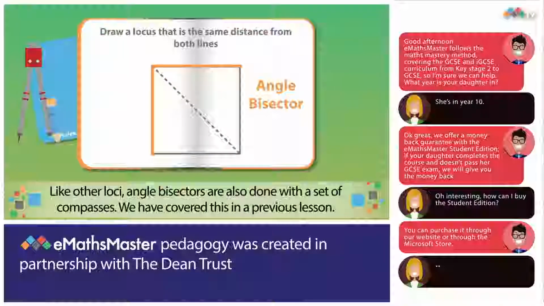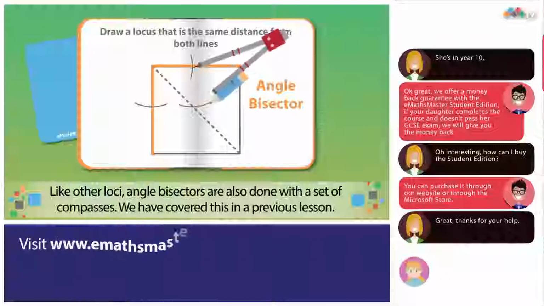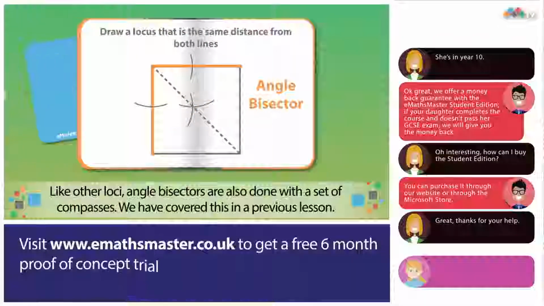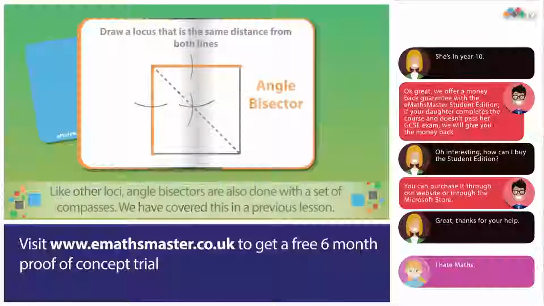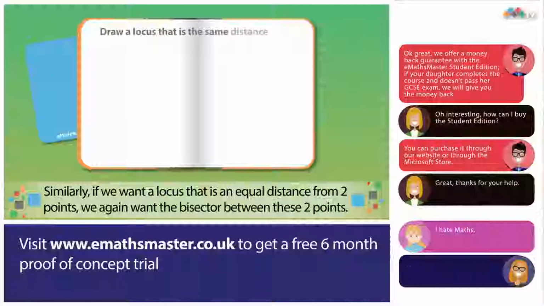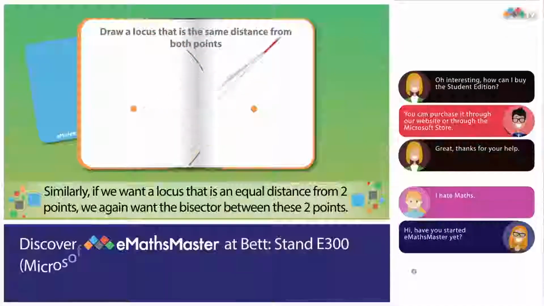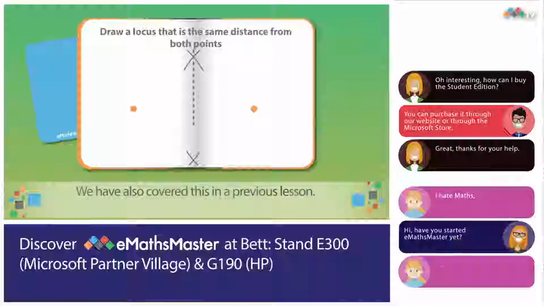Like other loci, angle bisectors are also done with a set of compasses. We have covered this in a previous lesson. Similarly, if we want a locus that is an equal distance from 2 points, we again want the bisector between these 2 points. We have also covered this in a previous lesson.